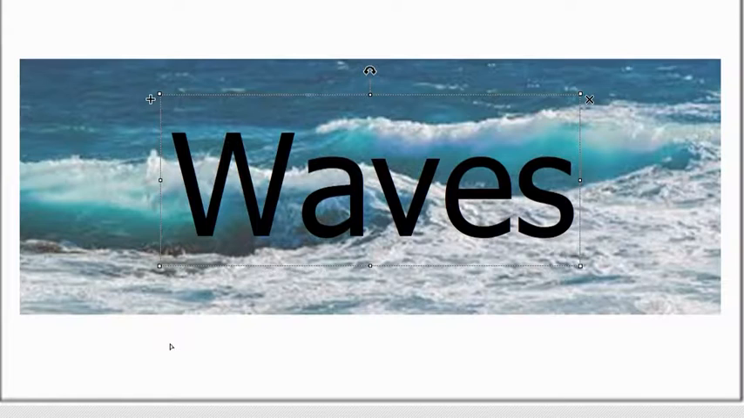All sounds are created by some kind of vibration. The definition of a wave can be described as a disturbance that travels through a medium from one location to another.